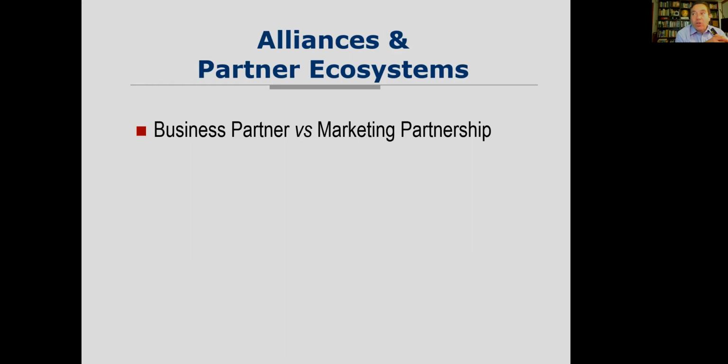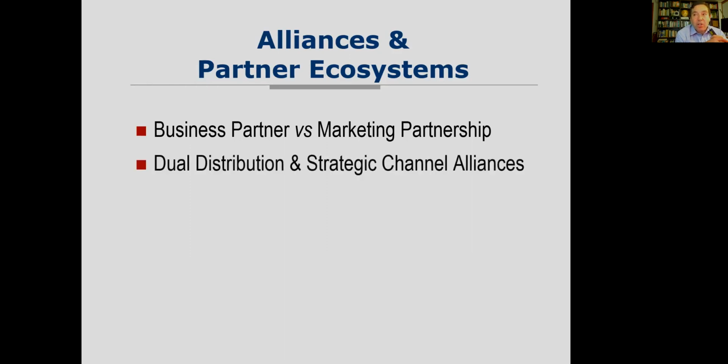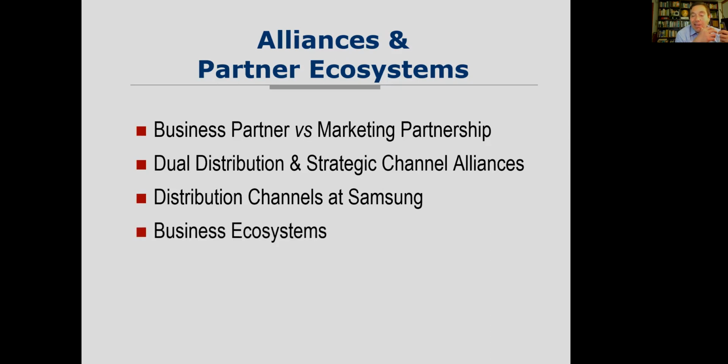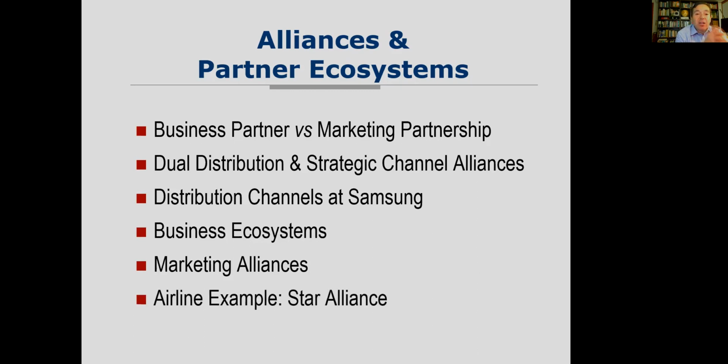So we're going to talk first about the difference between a business partnership versus a marketing partnership. Dual distribution, strategic channel alliances. We'll give some examples of distribution channels at Samsung and partners, business ecosystems, marketing alliances, and then finish with another example of an airline alliance, such as Star Alliance or SkyTeam.